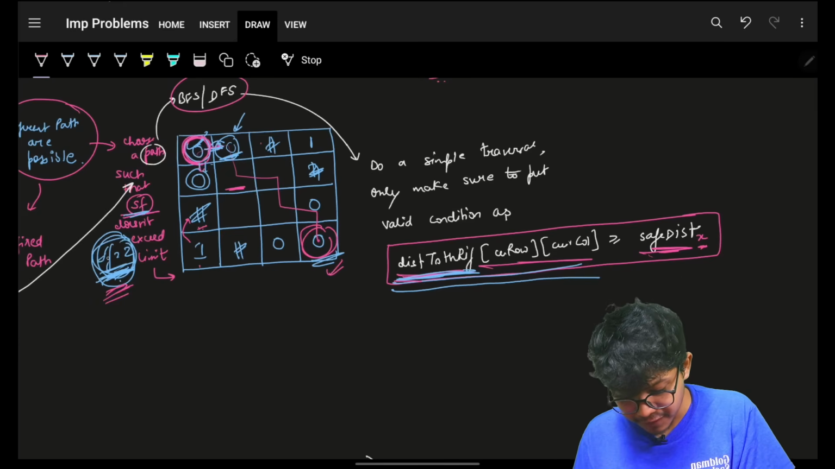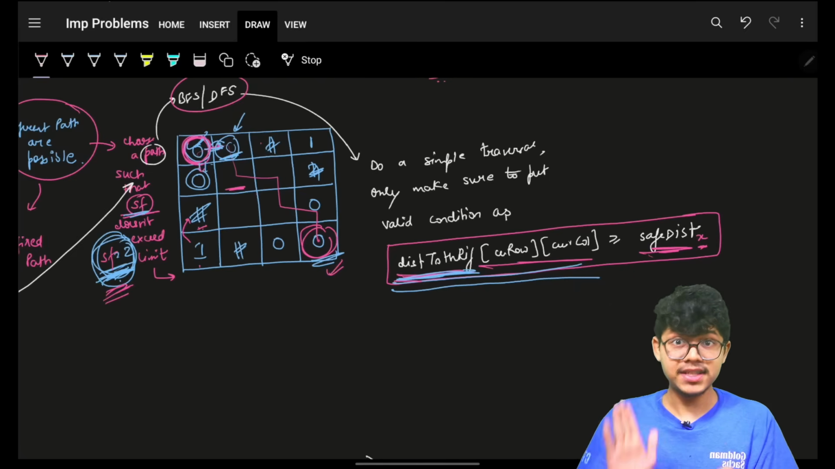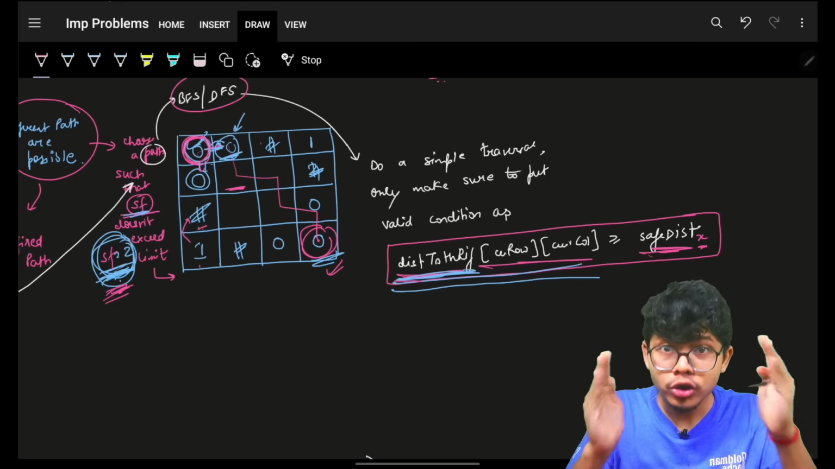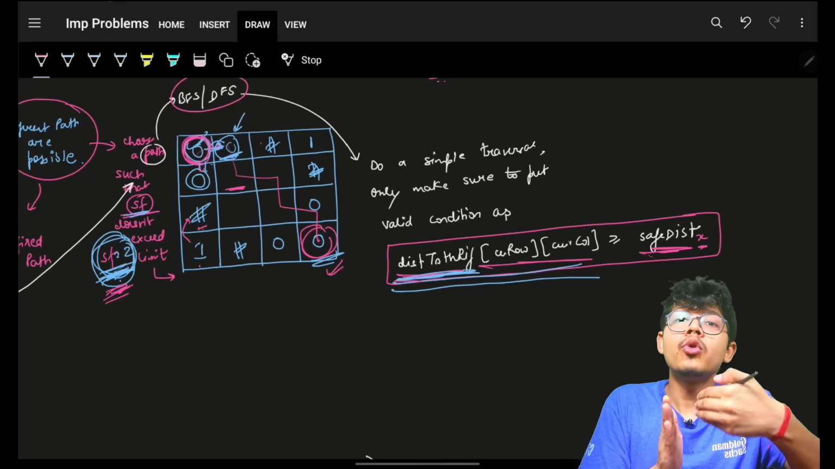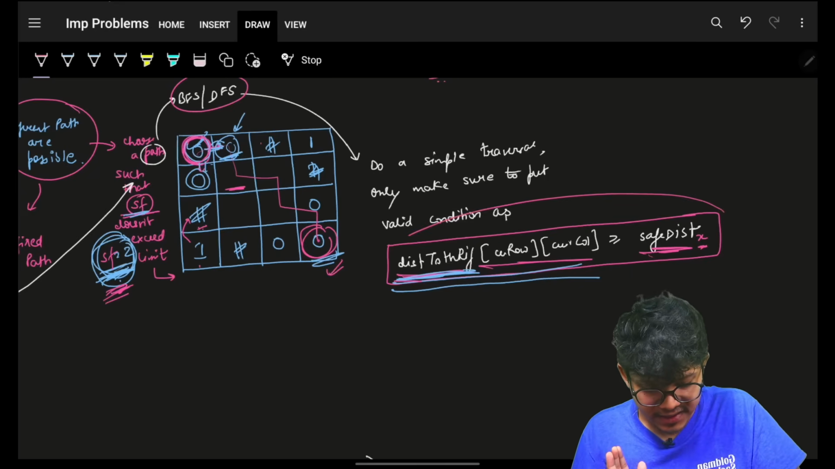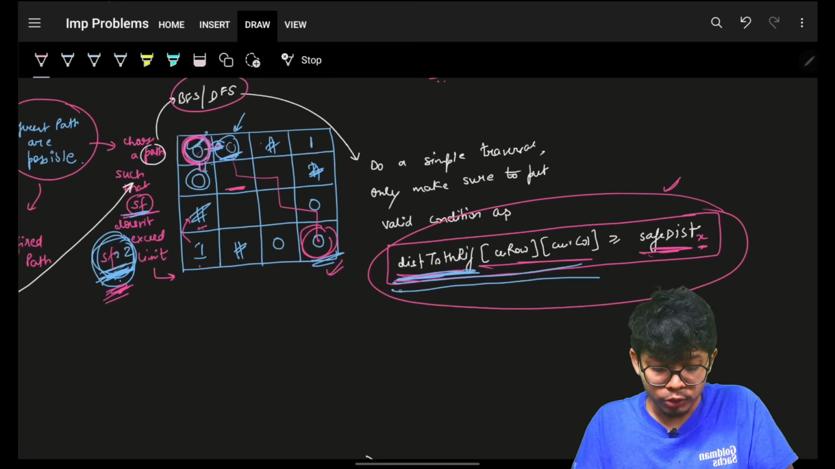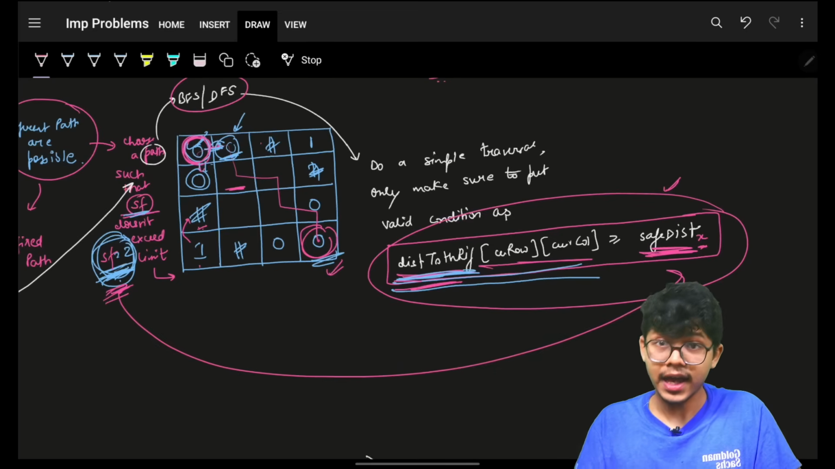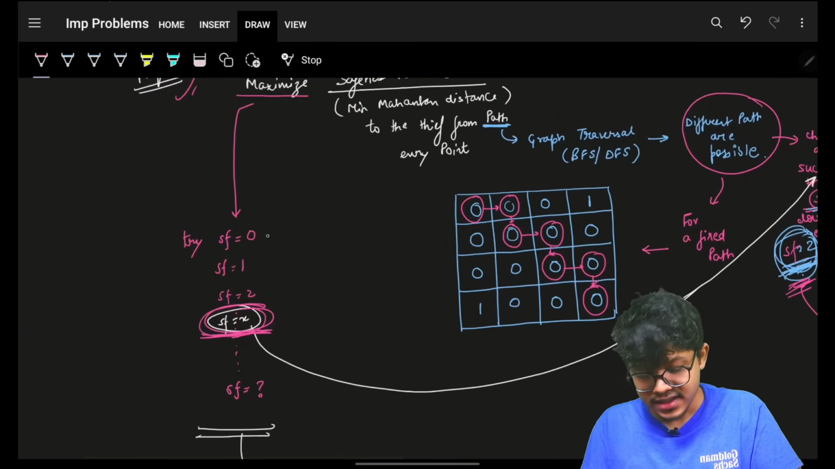If I've assumed my safest factor right now to be 2, I can only stand on those cells whose distance to the thief is greater than or equal to 2. That's the reason I can only go onto those cells whose distance to thief is greater than or equal to my safest factor. And again, I'm trying starting from 0.